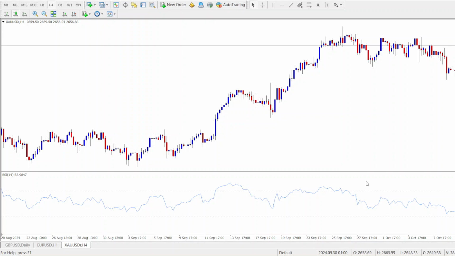Okay, the RSI is a momentum indicator. It shows overbought and oversold conditions. When the RSI is above 70, it shows overbought. When it's below 30, it shows oversold.